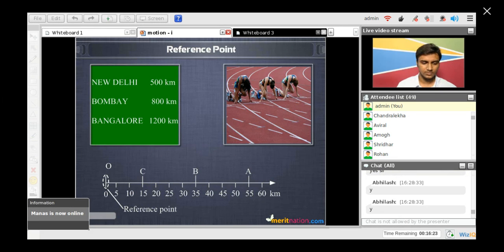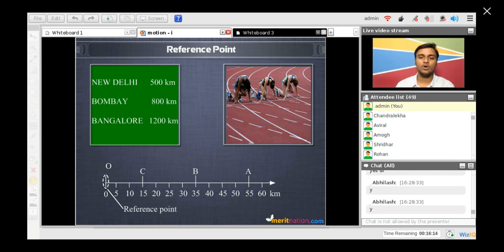Let's move ahead then. Let's talk about reference point. So what is reference point? The reference point is a fixed point from where all the measurements are made. Okay. So as we travel, we see some distance and direction. And that is basically the position from where the distance of the place is given in kilometers.